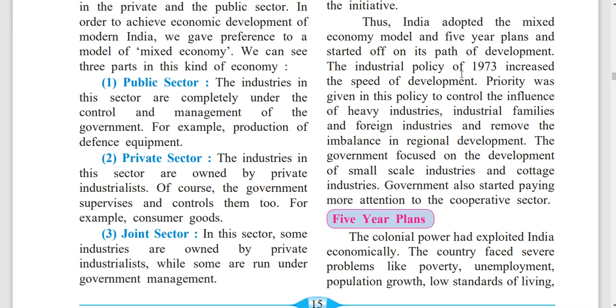The industrial policy of 1973 increased the speed of development. Priority was given in this policy to control the influence of heavy industries, industrial families, and foreign industries and remove the imbalance in regional development. The government focused on the development of small scale industries and cottage industries. Government also started paying more attention to the cooperative sector.